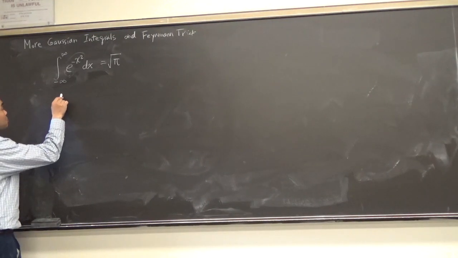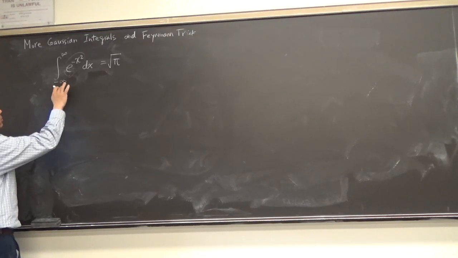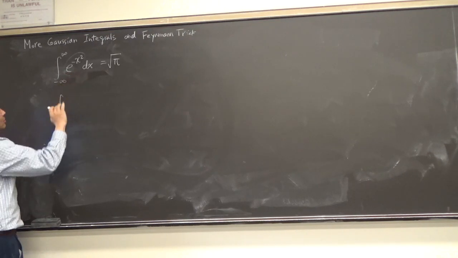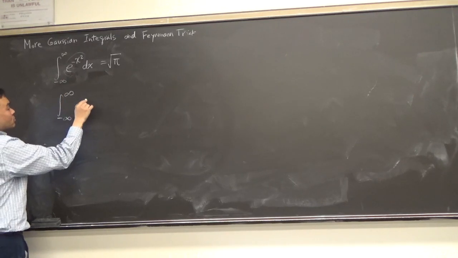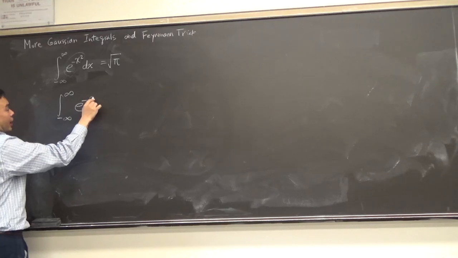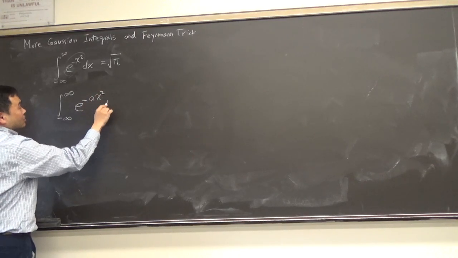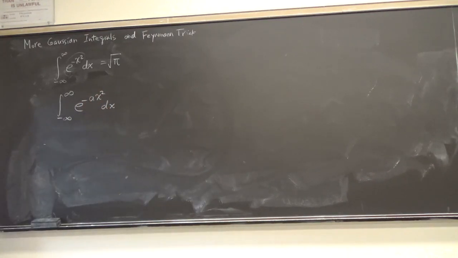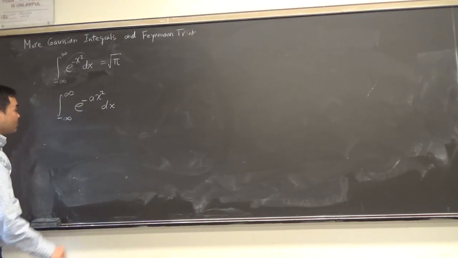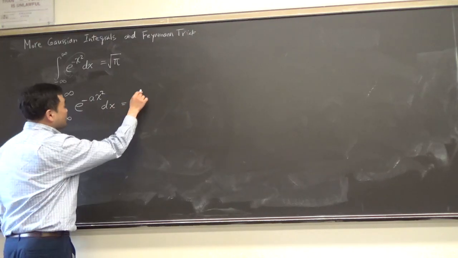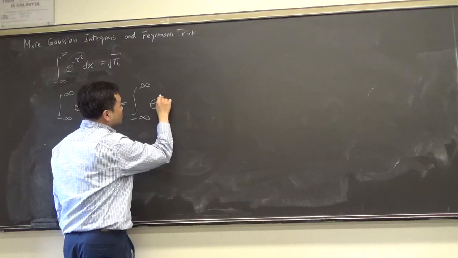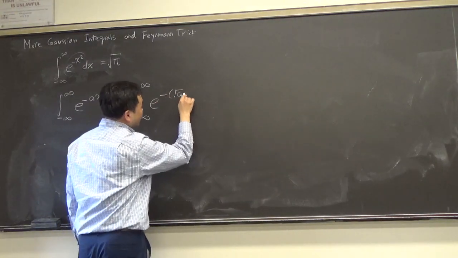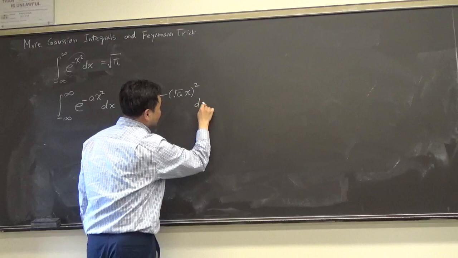Now, it's preferred that we not only know the value of this integral, we also need to know the value of the integral of e to the negative ax squared dx. But this is almost immediate if you know this value, because you see this is the same thing as the integral from negative infinity to infinity of e to the negative square root of a x squared dx.